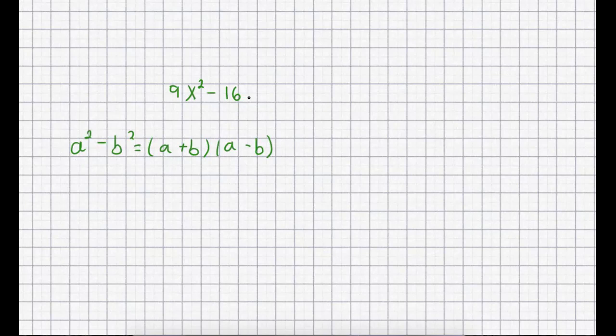אבל כאן, כמה זה שורש 9? 3. ושורש 16? 4, right, 4, of course. אז המספרים בסדר. אז איך את משתמש בנוסחה הזאת בשביל לפרק את זה לגורמים? So it would be like 3 plus 4, 3 minus 4. Almost. You forgot the x.